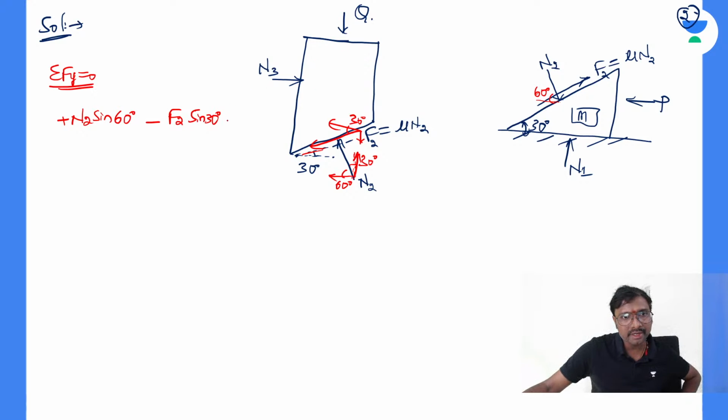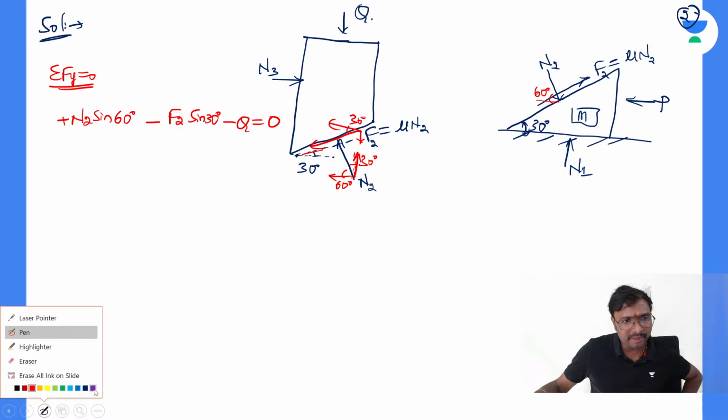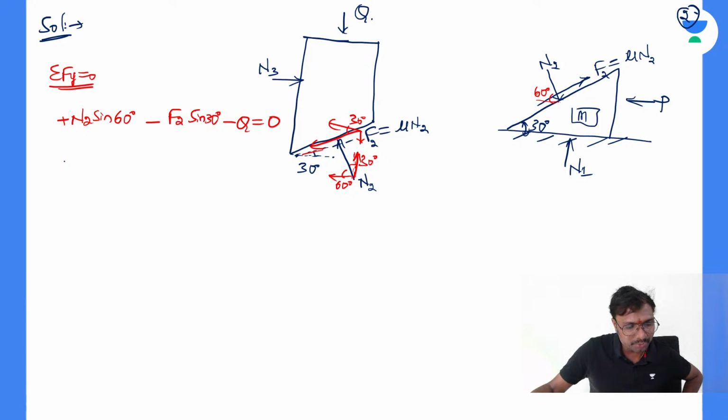And Q is also downward now, so minus Q is equal to 0. So therefore what N2 do we have to substitute? We do not know this N2, right? How much will you be getting this?